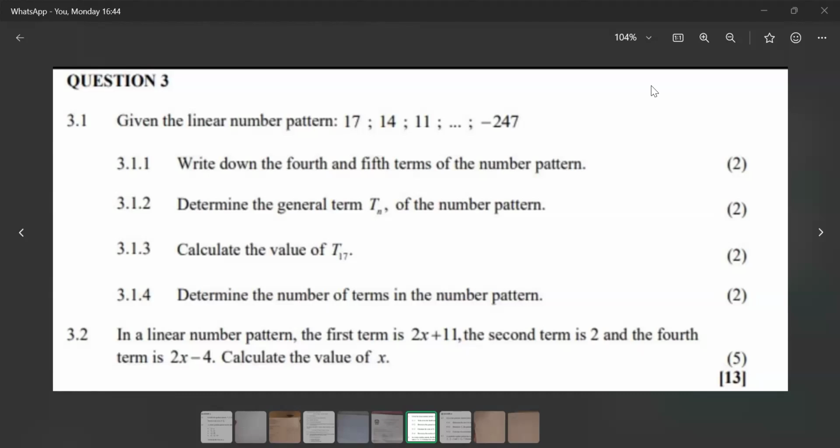So here they say to us, in a linear number pattern, the first term is 2x plus 11, the second term is 2, and the fourth term is 2x minus 4. So we don't know what the third term is. Now they say, for 5 marks, please calculate the value of x.